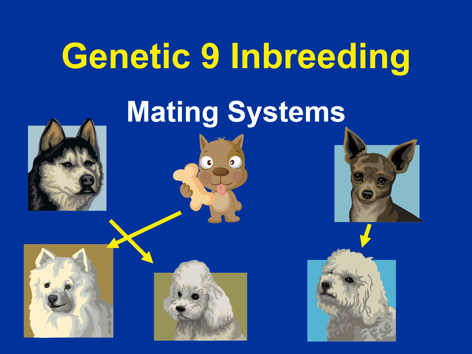We're talking about mating systems. Previously in this chapter we discussed how we select animals to be parents for the next generation. Now we're going to try to figure out how we match up the different males with the different females. One mating system would be inbreeding, either intentional or accidental, and how do we calculate the amount of inbreeding?